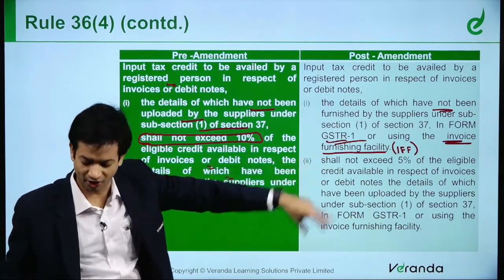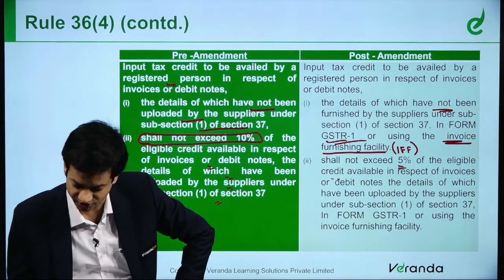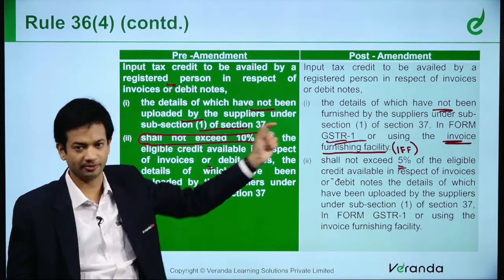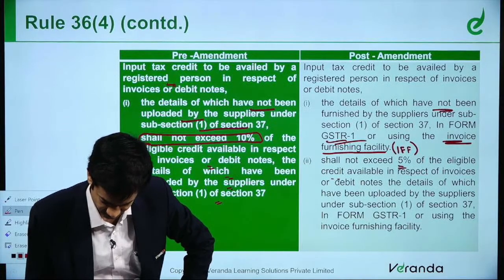Now, shall not exceed 5% of the eligible credit available in respect of these invoices. Earlier 10%, now they made it 5%, right? Earlier it was 10%, now it is 5%.